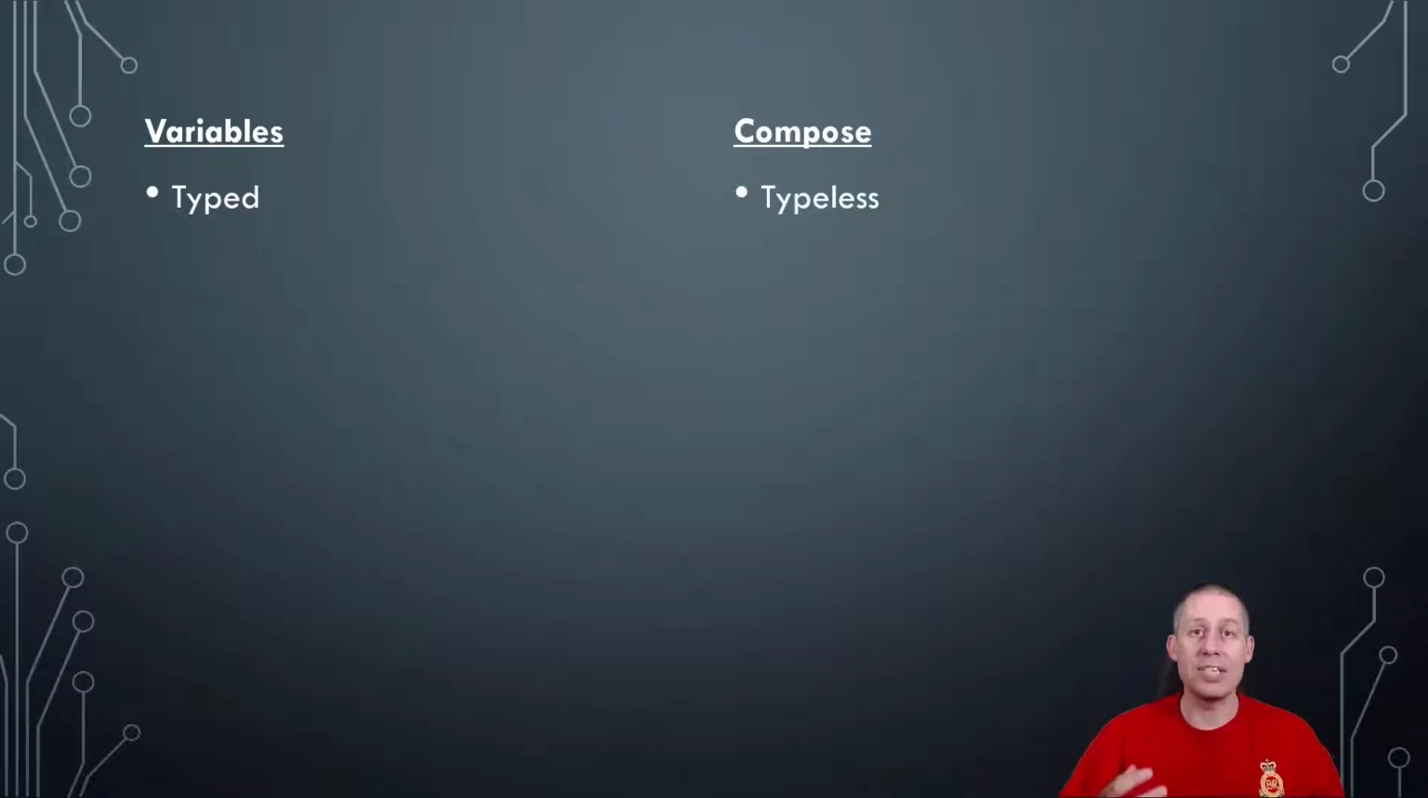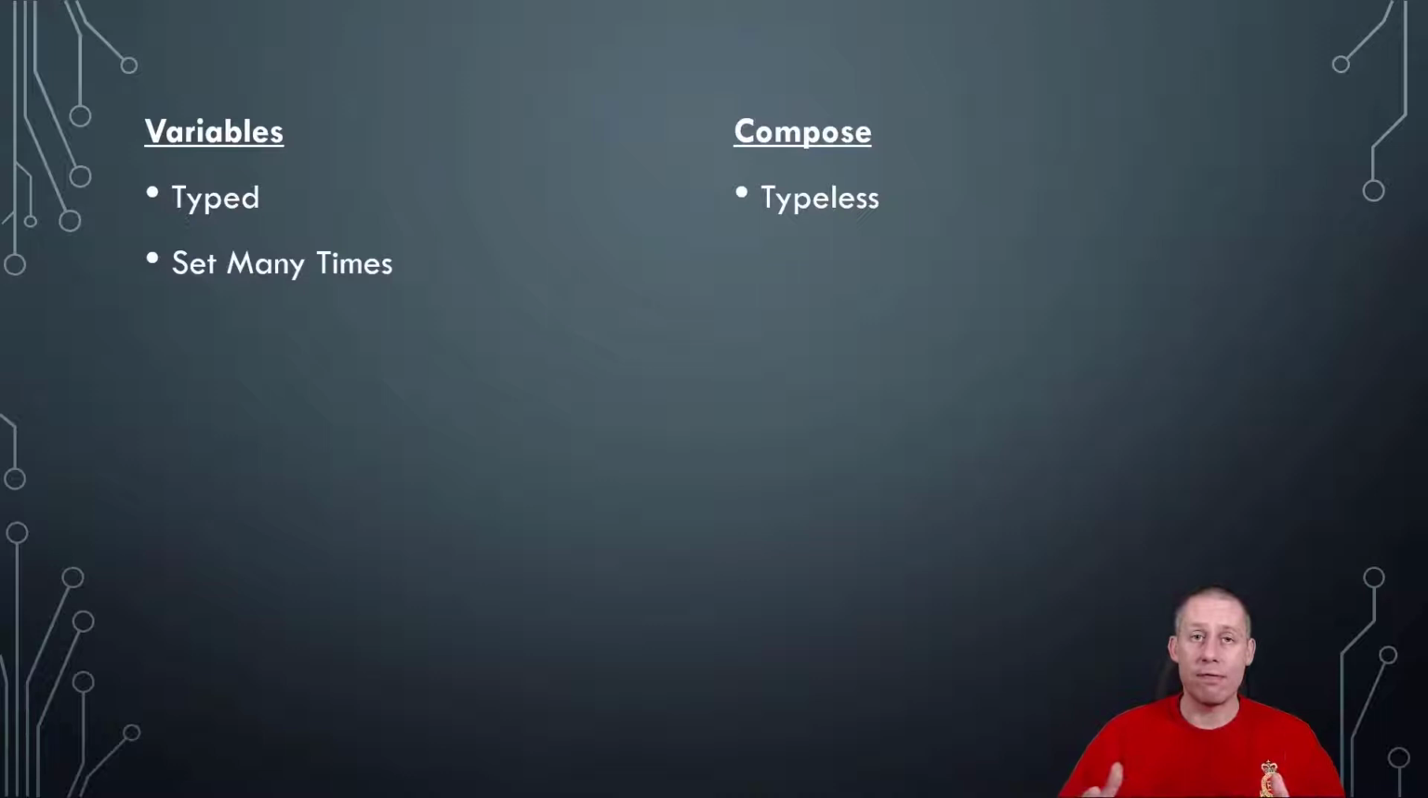Compose, on the other hand, is designed to be typeless. That means it's very, very flexible. I can give it anything. I can give it arrays. I can give it JSON. I can give it XML. I can give it anything that I want to, and it will gladly accept it. It's designed to be extremely flexible. And we'll see where that flexibility comes in as we go through.